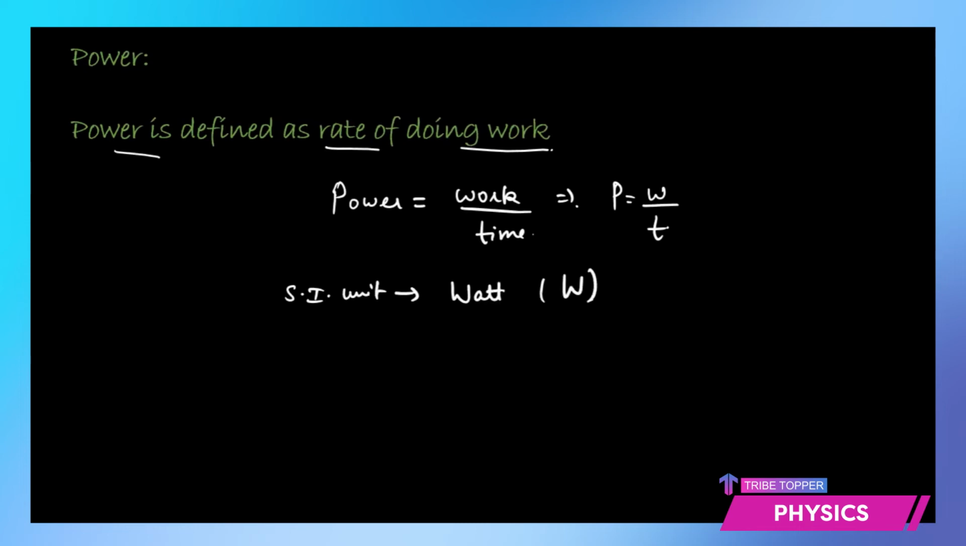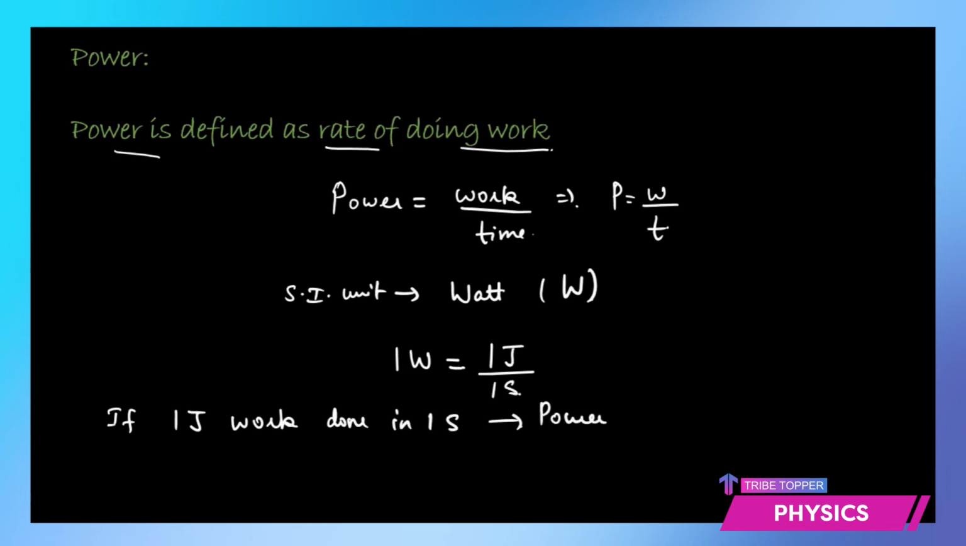So how will we define the unit of power? We'll say 1 watt. Whenever we have to define any unit, we put everything as 1. So if I'm saying 1 watt, then the SI unit of work is 1 joule upon 1 second. So that means if 1 joule of work is done in 1 second, the power is 1 watt.